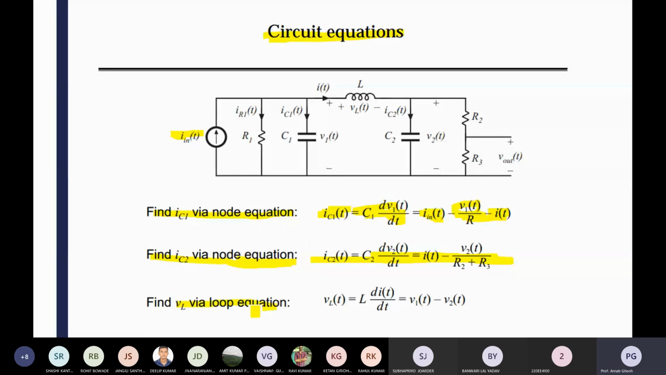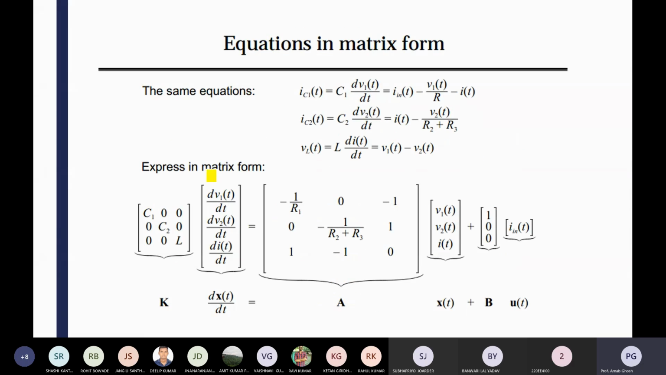Then VL, it is your inductor voltage: VL1 equal to L di/dt equal to V1(t) minus V2(t). Directly you put it over there and you can calculate it. Then the equations in the matrix form.